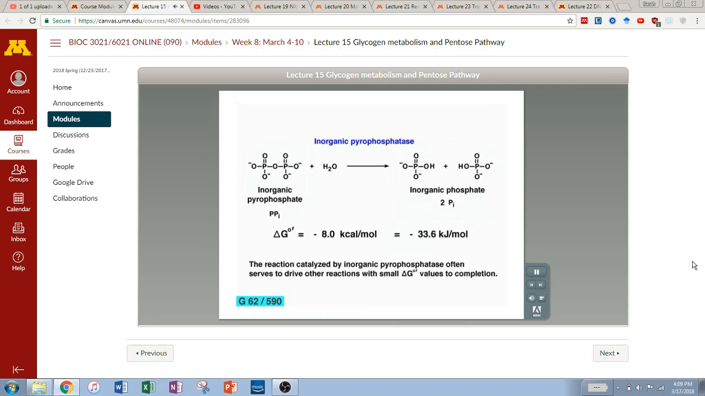The pyrophosphate released in the previous reaction can be hydrolyzed to form two inorganic phosphates. The hydrolysis of pyrophosphate is an energy-releasing process which removes the product of the previous reaction and helps to drive the overall reaction sequence towards product formation.